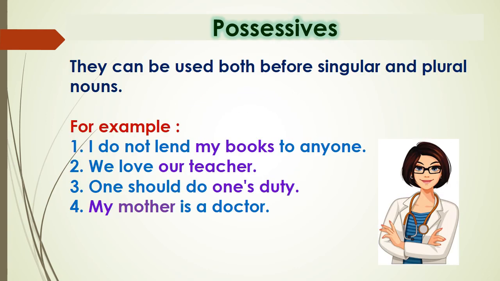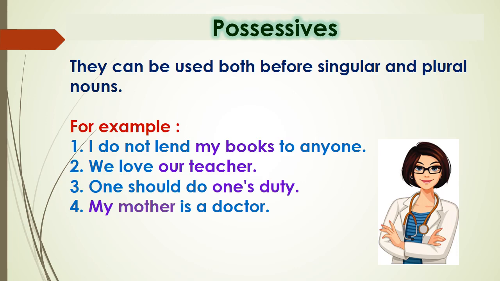The first one is possessives. Possessives. Now what are the possessives? Students, in English grammar, a possessive determiner is a type of function word that is used in front of a noun to express possessions or belongingness. In other words, possessive determiners are used to accentuate the possessiveness of an article, noun, or any person, etc. Students, possessives can be used both before singular and plural nouns.